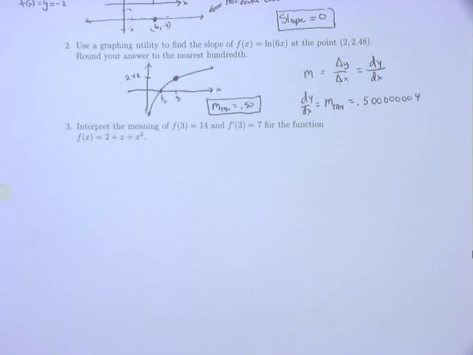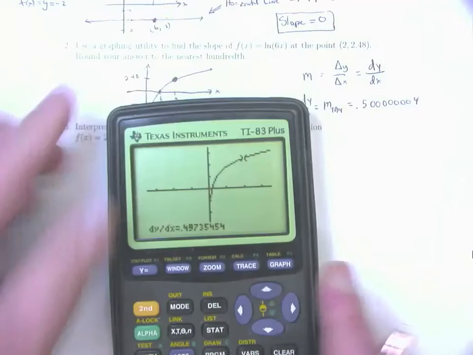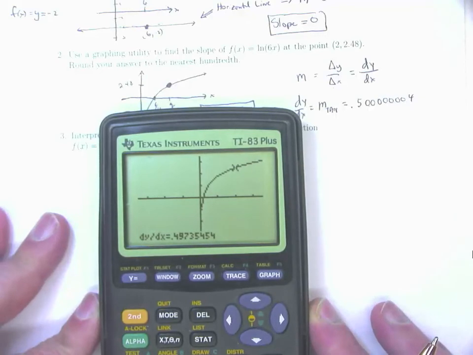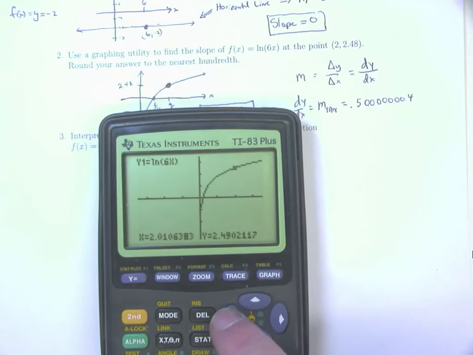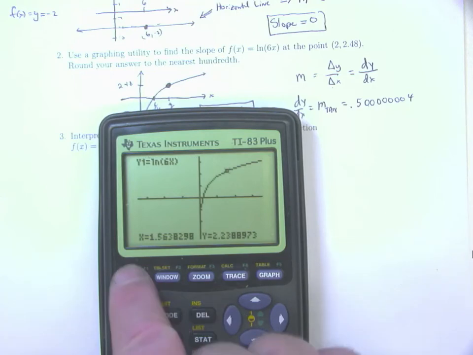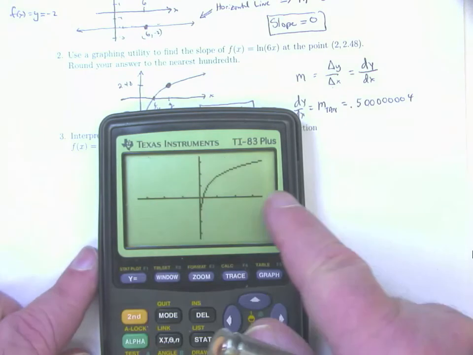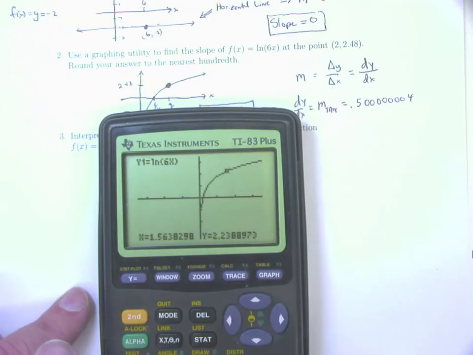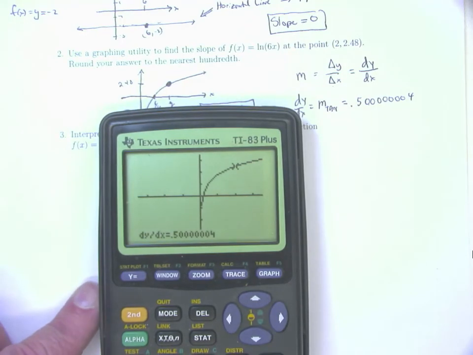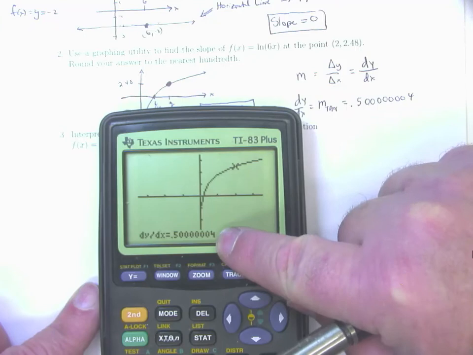Question: is it different on the TI-83 Plus? Okay, so here we have the TI-83 Plus. So we do second, calculate, derivative, and first off, just double-check: Y equals, and you graph it. We've got a good picture here. Second, calculate the derivative, dy over dx. What x value do you want? 2. So if I type in 2, I get 0.500004. It's written right down there.